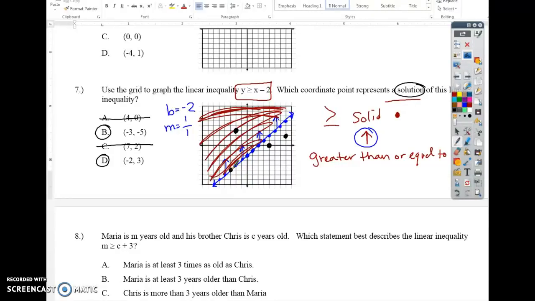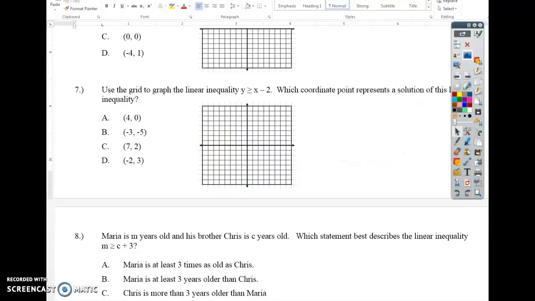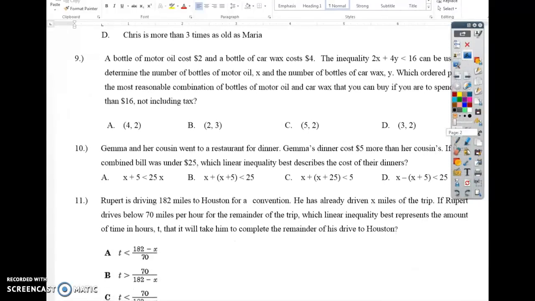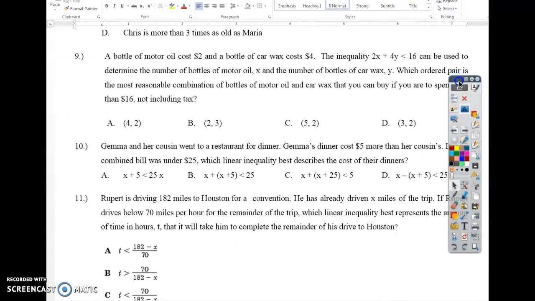All right, and let's go to the back. Problem number 9. For problem number 9, you're going to do the same thing that we did for problem number 3. You're going to take that equation and you're going to put parentheses around the x and the y. And you're going to substitute your answer. So like this is your x, this is your y, plug them in, see if it works. The ones that work will be it. So I'll just do letter A.